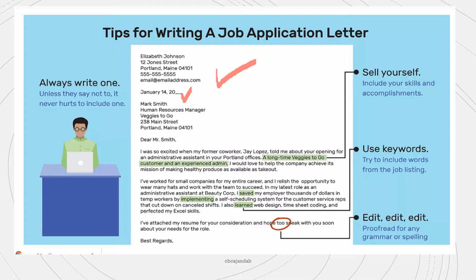Next is the inside address. It has the name of the company representative, position, and address. Then the salutation or greetings, like this one. Then followed by the body of the letter, as you can see on your screen, the body of the letter.